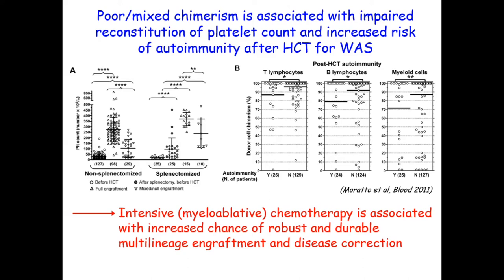So we do rely upon what we call myeloablative chemotherapy, because the use of reduced intensity conditioning quite often results in this situation. It may or may not fix your thrombocytopenia, may or may not prevent a risk of autoimmunity. So that's the only way to obtain robust and durable multi-lineage engraftment and disease correction.